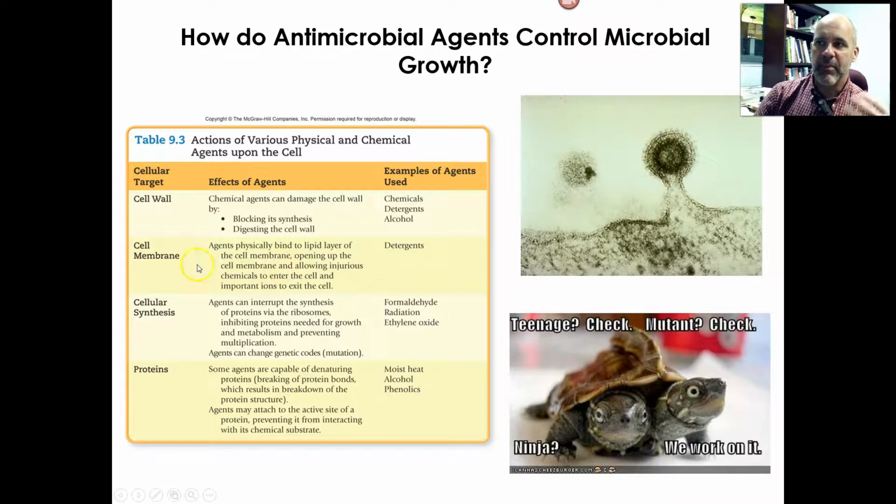Cell membrane: if you can disrupt the cell membrane well enough, a cell's not going to be able to survive. The cell wall, we've talked a little bit about that before, like bacteria have the peptidoglycan cell wall, and if that gets disrupted in some way, then that cell is going to take up too much water and burst due to osmosis.